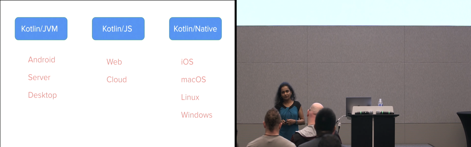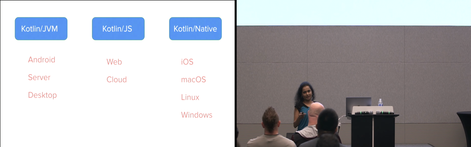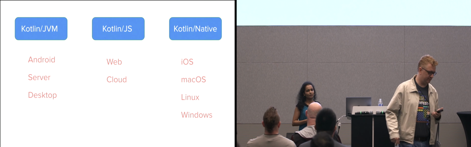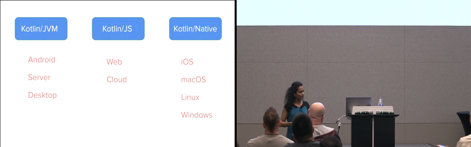Through the Kotlin native support, Kotlin bytecode can be converted into an executable which can be run on the native platforms without going through the JVM at all. So that means the Kotlin native code can be run on iOS, macOS, Linux, and Windows as well.